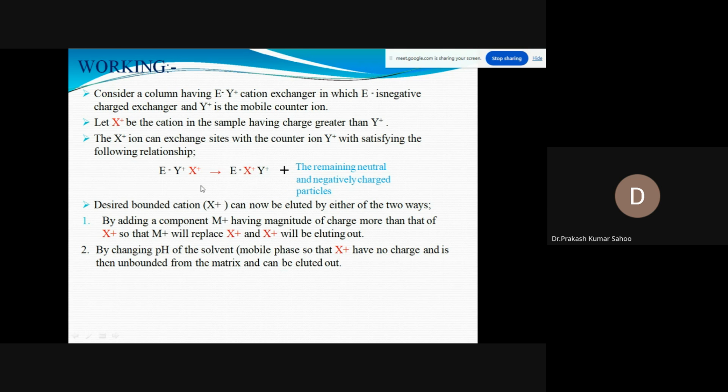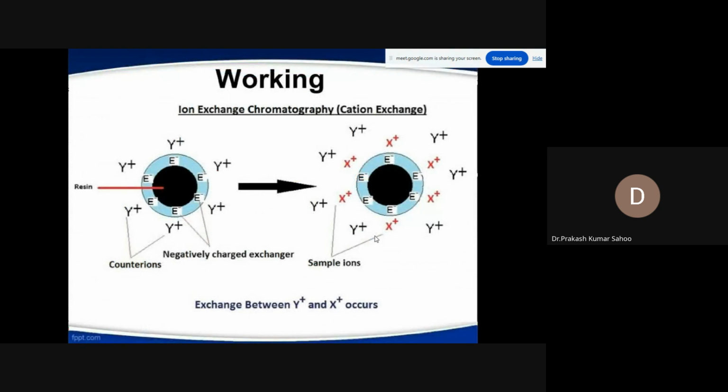So in this way, your component X plus from the sample can be eluted out using ion exchange chromatography, where the ion present in your sample, X plus, can be exchanged with Y plus. Then after formation of this complex, it is again treated with M plus, having the higher magnitude of charge. In that case, X plus will be eluted out, and you will get the X plus ion as one component of the mixture. This is how the working is done in cation exchange chromatography.